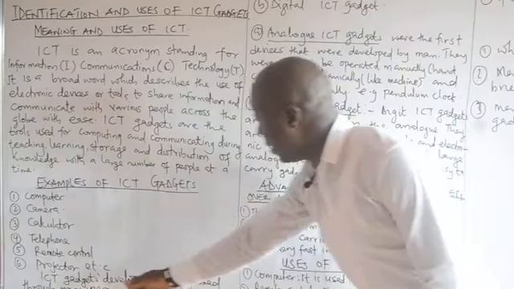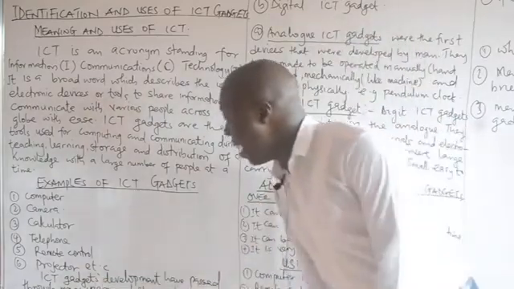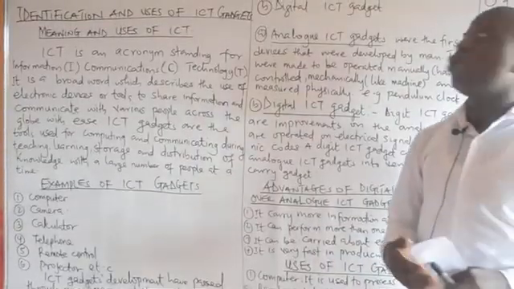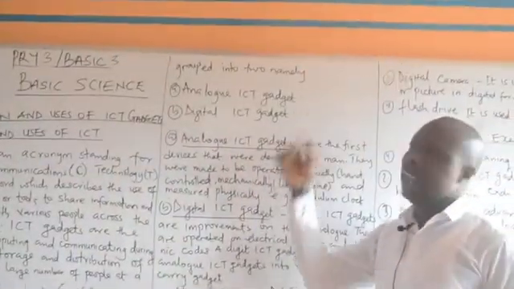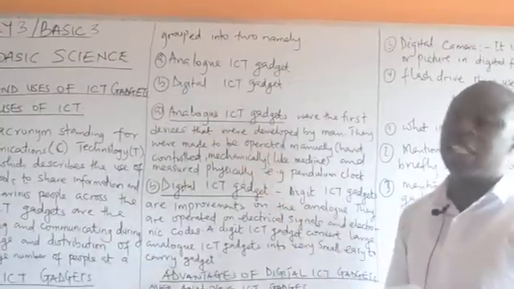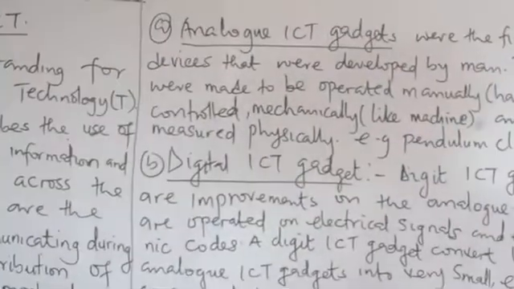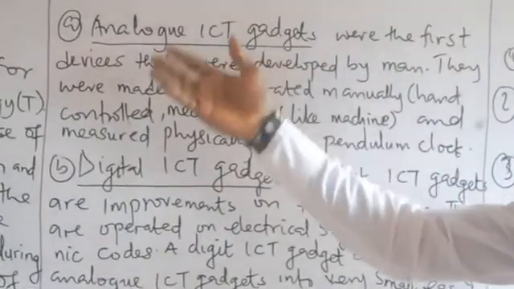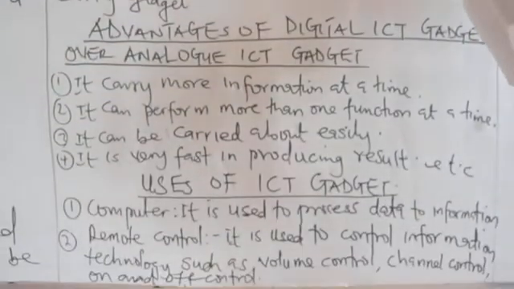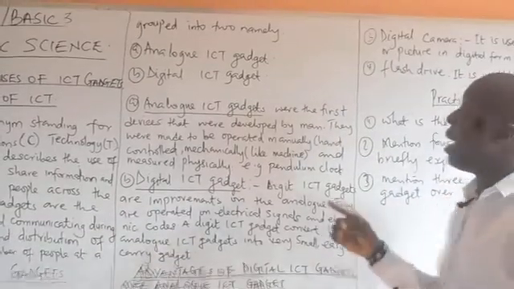ICT gadgets development has passed through many years and stages. So they can be grouped into two, namely, the ICT gadgets can be classified into two. We'll have the analog ICT gadgets and the digital ICT gadgets. The analog ICT gadgets are the first devices that were developed by man.